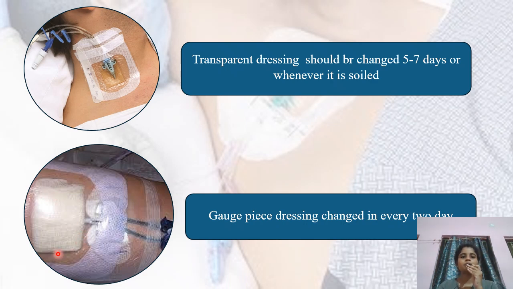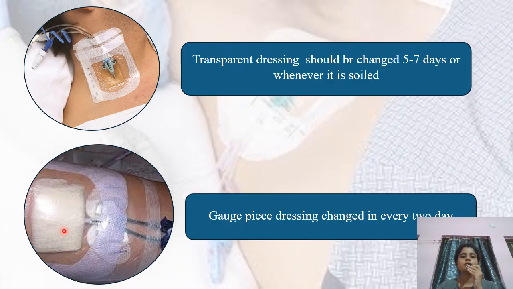A gauze piece can be kept while doing the central line care, and over that the Tegaderm dressing is placed. So if there is some soakage or any secretions, the gauze piece should be placed, and every 2 days you should change the gauze dressing. Otherwise, if there is no soakage, there is no need to put the gauze dressing.